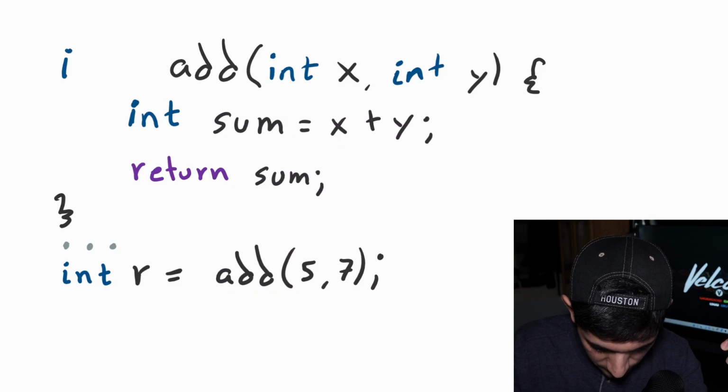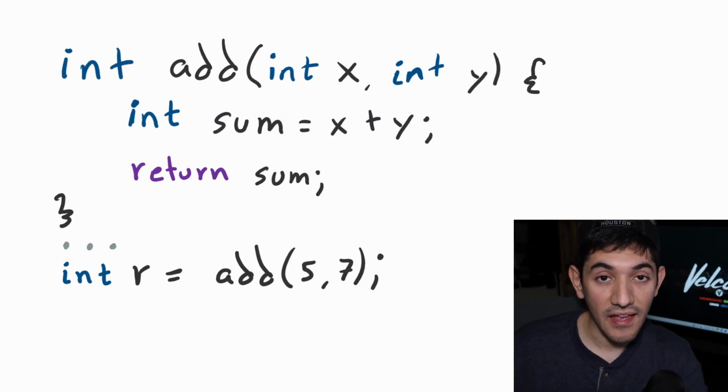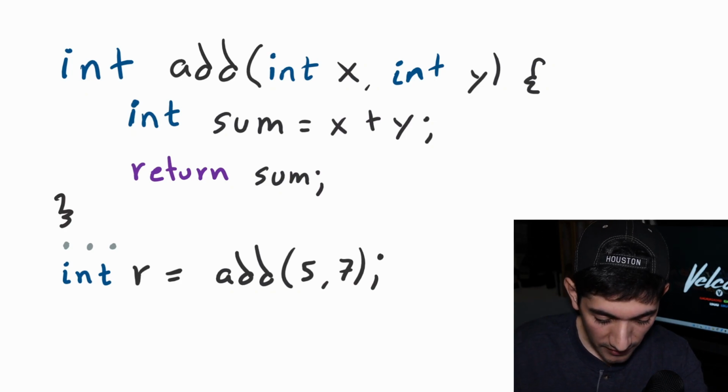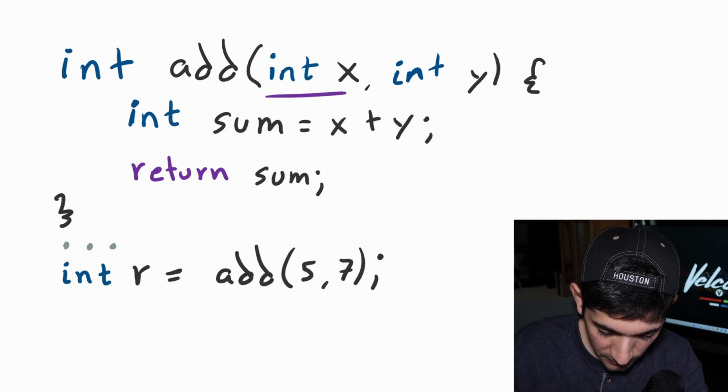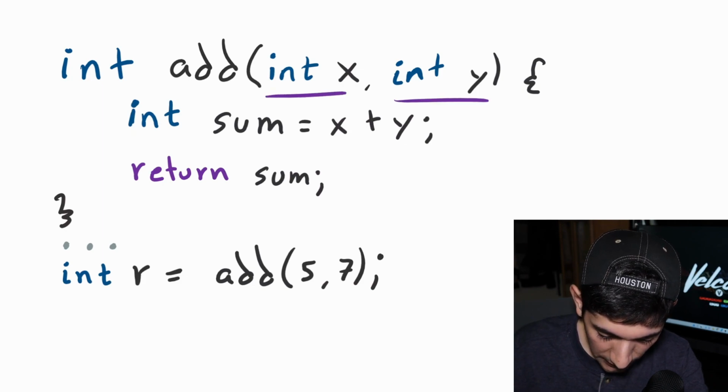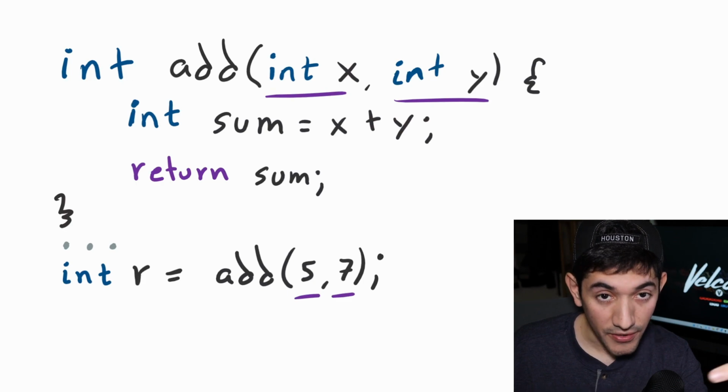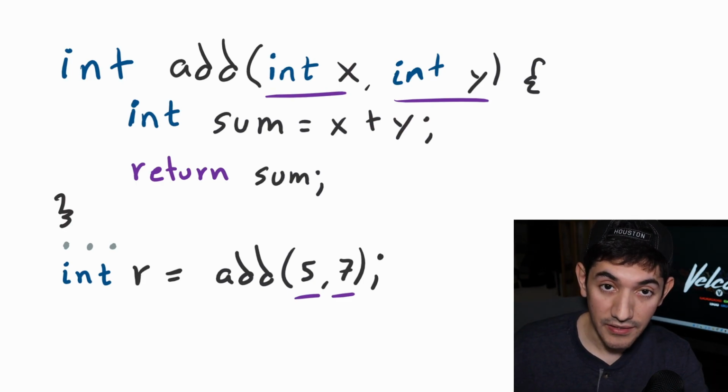I have void, but this should be int, right? So I have the exact same function, except this time the function actually returns something. What ends up happening here is that I still have two parameters, x and y, and I'm still going to pass two values into it, 5 and 7. So the value of 5 gets copied into x, and the value of 7 gets copied into y.